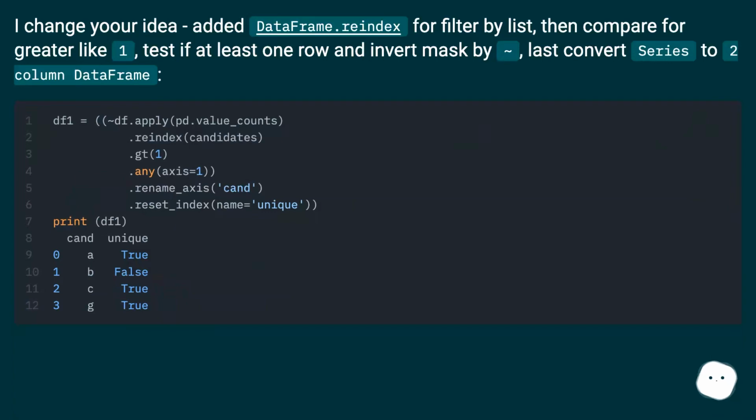I changed your idea, added DataFrame.reindex to filter by the list, then compare for greater than 1, test if at least one row, and invert the mask, and lastly convert the series to a 2-column dataframe.